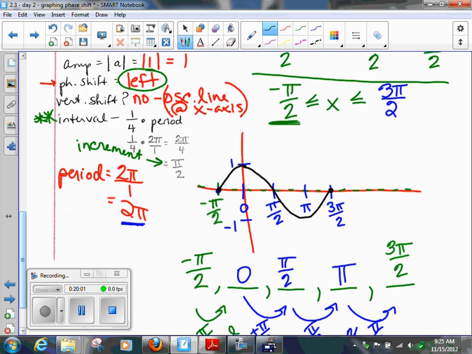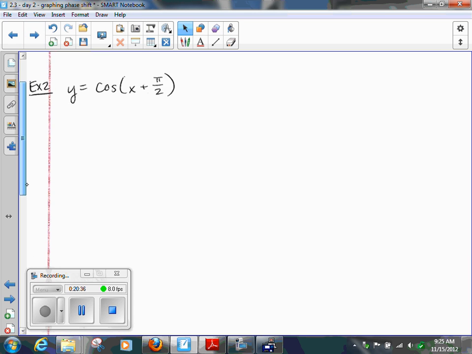Did my curve follow the amplitude? Am I 1 unit above and below the oscillation line? Yes or no? Yes. Okay? You just moved a curve. You abided by all the criteria. The amplitude, the period is still the length of 2 pi. You've put in the increments like you should because this has been shifted to the left. Blank stares. Wow. Here we go. Yep. Okay.